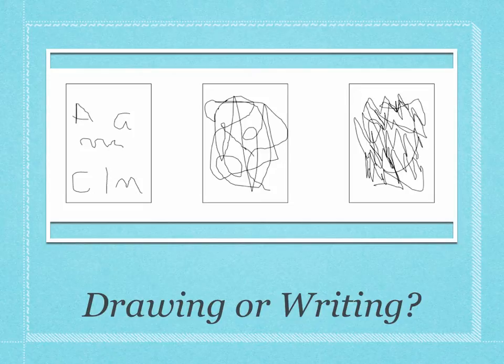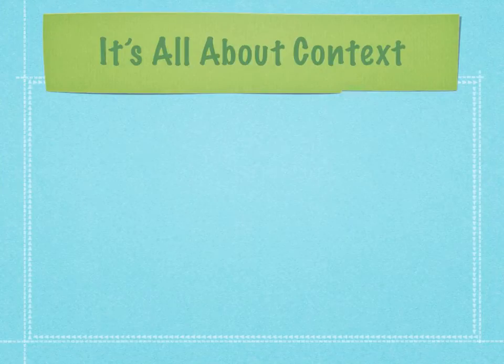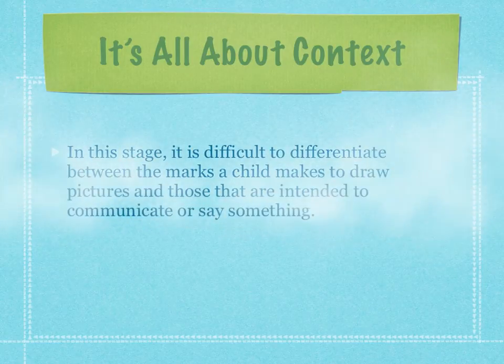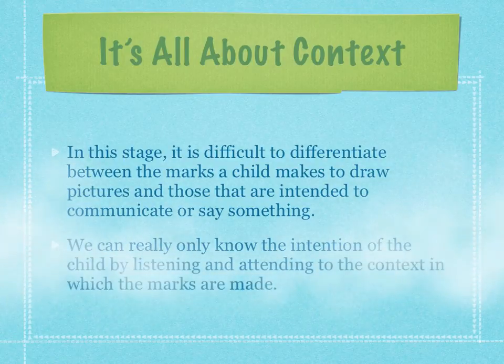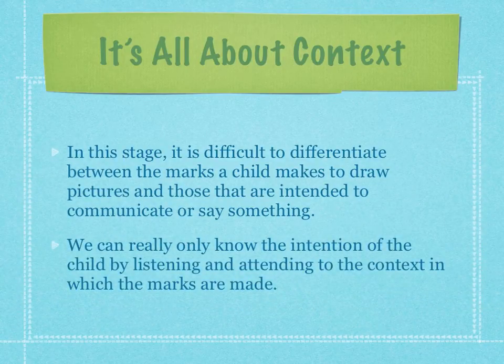Now, as we're thinking through whether a student's piece of work is a drawing or writing, we have to really consider the context. It's really all about the context. We have to think about whether it is a picture or it's intended to communicate or say something, right? And so we have to really think through how the child is conceiving of that piece of work. We have to listen and attend to the context within which the marks are made, right?